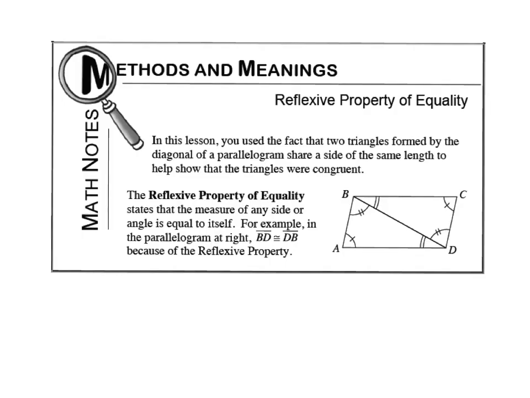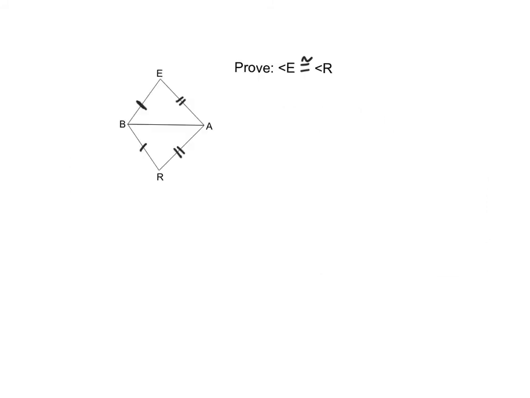Another property that I just wanted to briefly touch on that we're going to see more of is the reflexive property of equality. We've been working with it the past couple days, but the reflexive property of equality just states that the measure of any side or angle is equal to itself. So anytime you have a shared side or a shared angle and maybe overlapping triangles, we would say that those angles or sides would be congruent by the reflexive property. Let's take a look at the reflexive property in action.